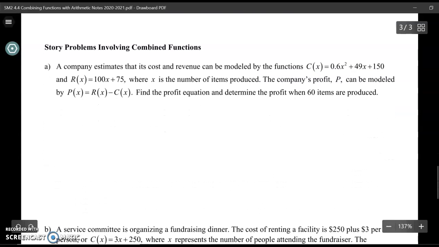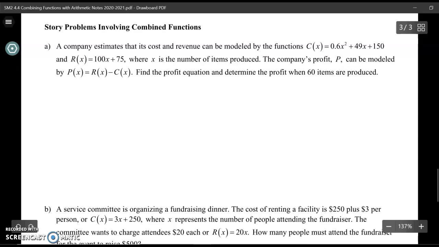So I wanted to jump down here because I wanted to look at some story problems. This is, I think, where the real power of this section comes in, because we can really use this idea of combining functions to answer a lot of really important questions. So let's just read through this example.